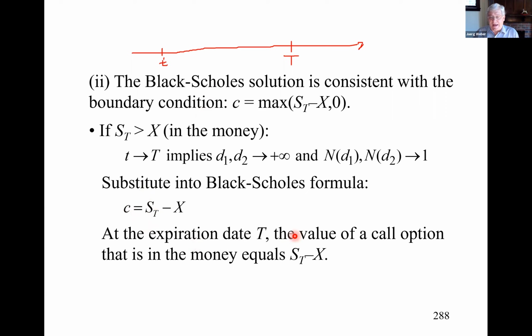So the value of a call option that's in the money equals S minus X at time big T. And that's naturally exactly what you have here in the boundary condition. If you have a positive value here, maximum, then the value of the call option should be S minus X. That's also what the formula shows.